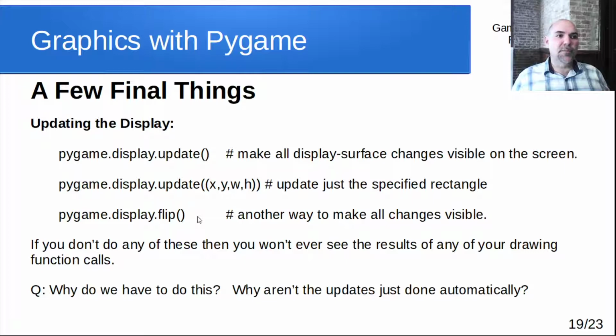The other reason is it can be more efficient because it lets us control when the player of the game sees those changes. We can decide when, and we can decide where, which parts of the screen are updated, which can allow us to optimize that.